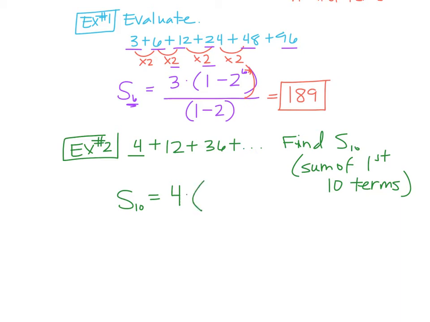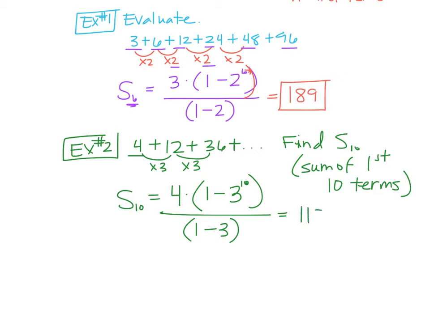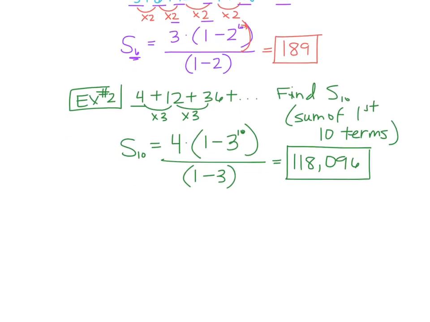times, and then parentheses, 1 minus, and now you check what your common ratio is. We're multiplying by 3 and then multiplying by 3. So this is 3 to the 10th power, because that's our number of terms, that's our n, over 1 minus 3. Make sure you put that in parentheses so when you plug it in, you get the right answer. So plug that into your calculator exactly like you see it. You should be getting 118,096. Okay. Next one.